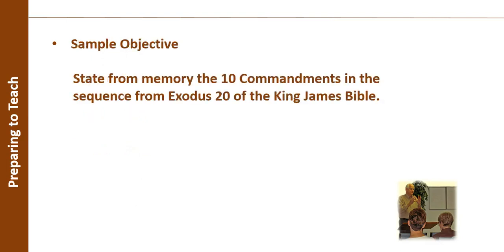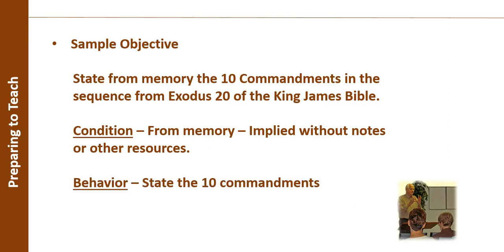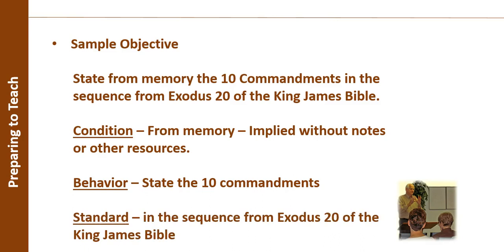Here's an example of an objective. Note all three elements of an objective are present. State from memory the 10 Commandments in the sequence from Exodus 20 of the King James Bible. The condition, from memory, indicates without notes or other resources. The behavior, state the 10 Commandments. The standard, in the sequence from Exodus 20 of the King James Bible.